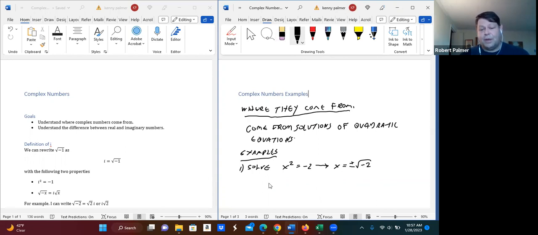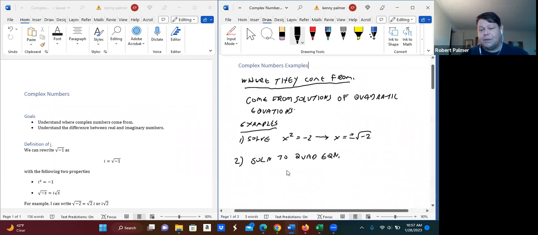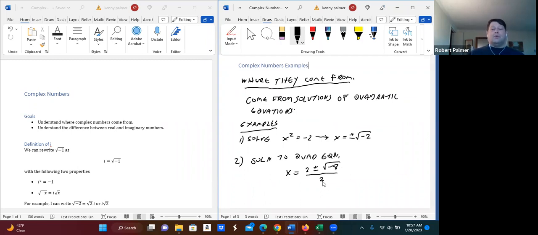Or maybe you have a solution to a quadratic equation, and maybe you're doing the quadratic formula, and say it looks something like this. Maybe it's x equals 2 plus or minus the square root of -8, over 2, something like that. If you work with the quadratic formula, you often get expressions like this. And so we have to find some way to deal with the negative under the radical sign. So that's where the idea of complex numbers comes from, and imaginary numbers.